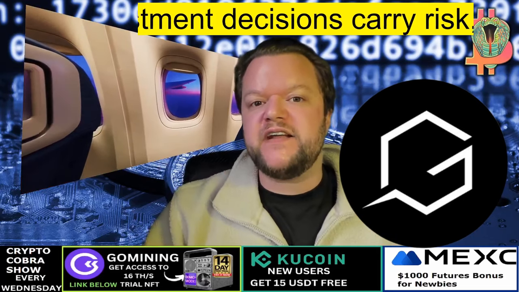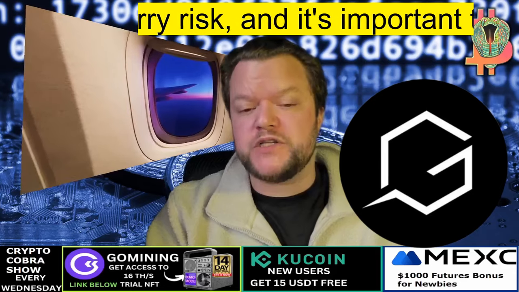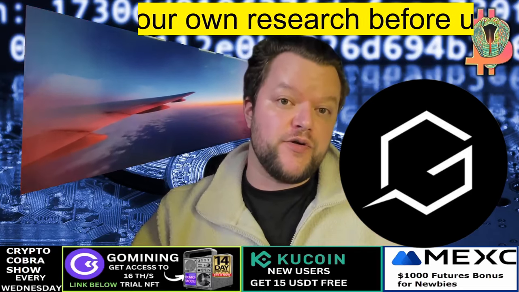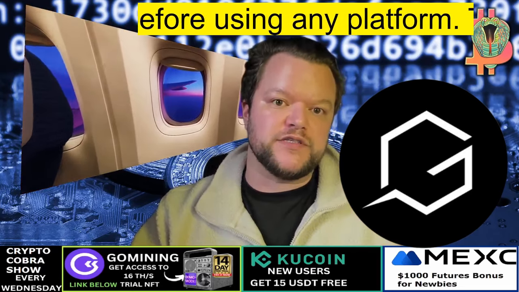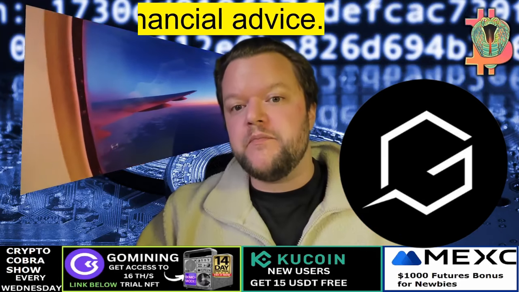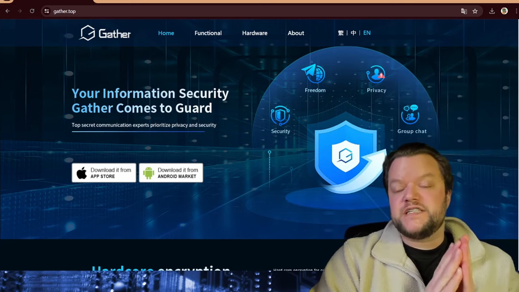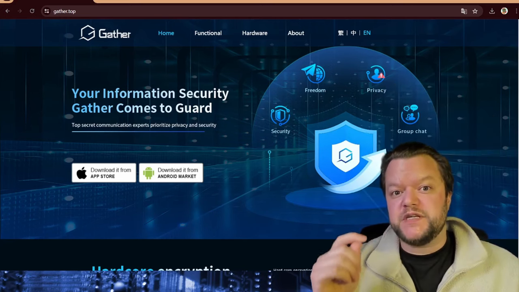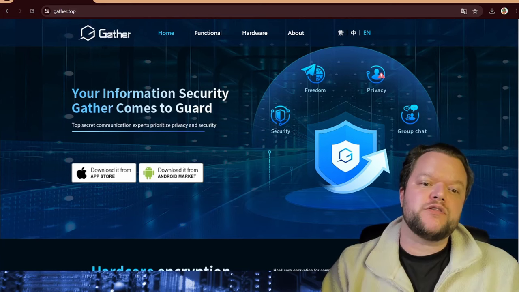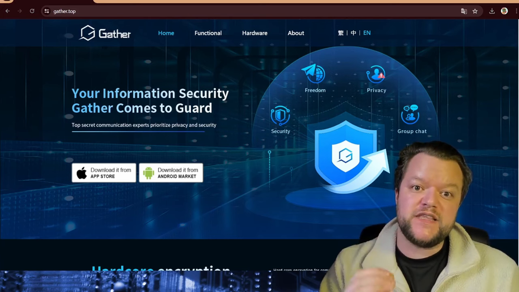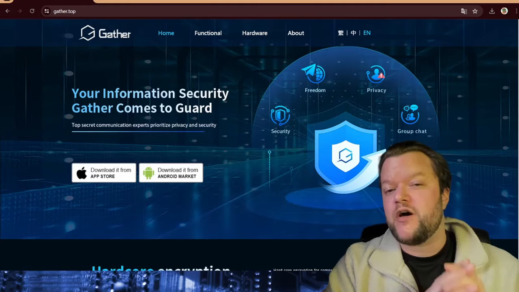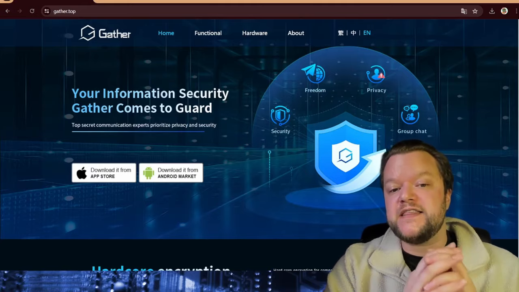In a world where data security and privacy are paramount, a revolutionary platform emerges to redefine secure communication and decentralized networks. Welcome to Gather and Gat Coin, where innovation meets integrity. Gather is not just another platform, it's a paradigm shift. At its core, Gather is a decentralized network built on blockchain technology, offering a suite of products and services designed to provide users with unparalleled security and efficiency.